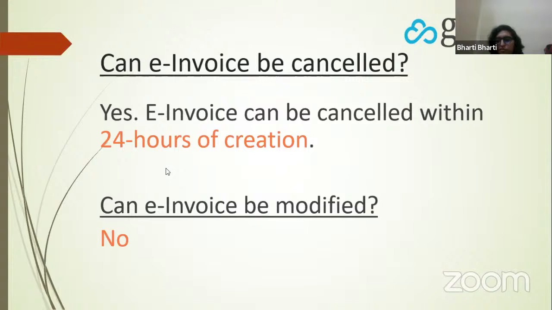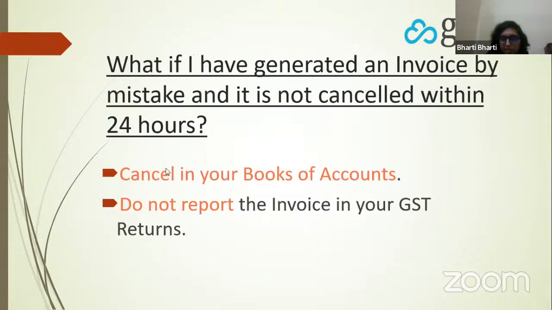Can the e-invoice be modified? No. Once you have generated an e-invoice, it cannot be modified. You cannot change even an iota of the information you have given in the e-invoice. If you want to change the invoice number, maybe you have given the wrong supplier, or you have mentioned the amount incorrectly, the only option left to you is to cancel the e-invoice. There is no scope for modification or changing anything in there.